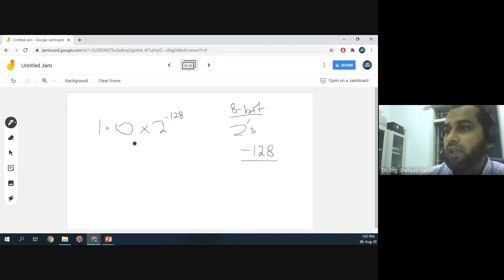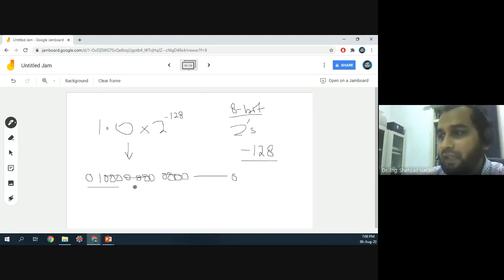Now, if you want to store this, the sign is positive, so we have a 0 for the sign. The exponent is minus 128, and in 2's complement that would be 1 0 0 0 0 0 0 0 because we have 8 bits. And then we don't store the leading 1. We store only the significand's fractional part over here. So those would be 23 zeros, because there are 23 bits for the significand. So this number is actually 0.